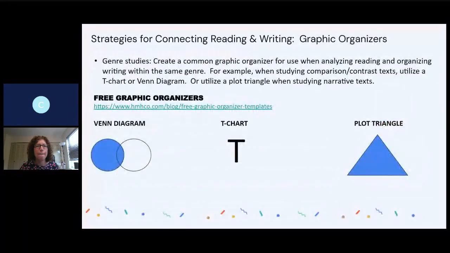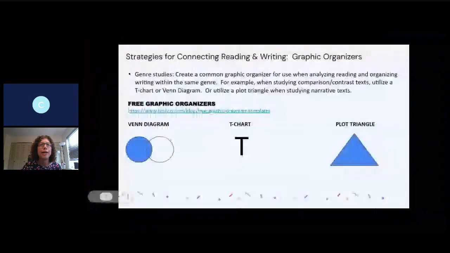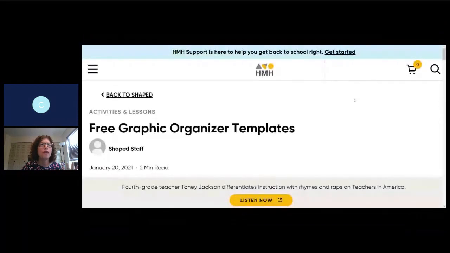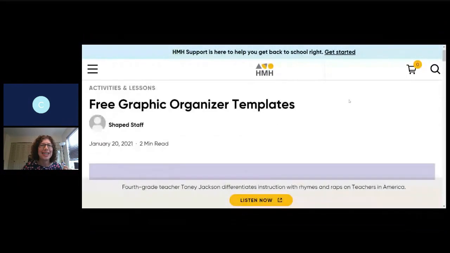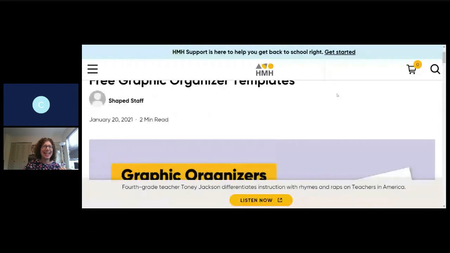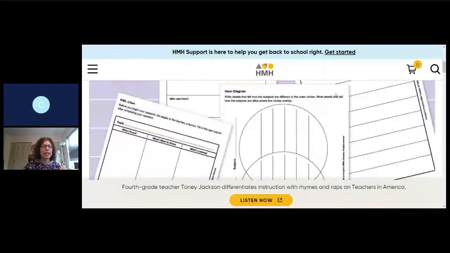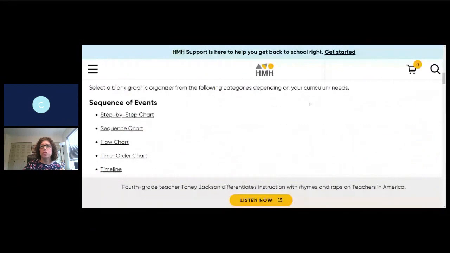Now, there is a great resource. There are many great resources online. If you just Google free graphic organizers, I happen to find this one particular one. I'll give you guys a preview of it. And I do not work for HMH. I just thought that this was a great website. So they have graphic organizers here for different structures of writing, different ways of thinking and analyzing.